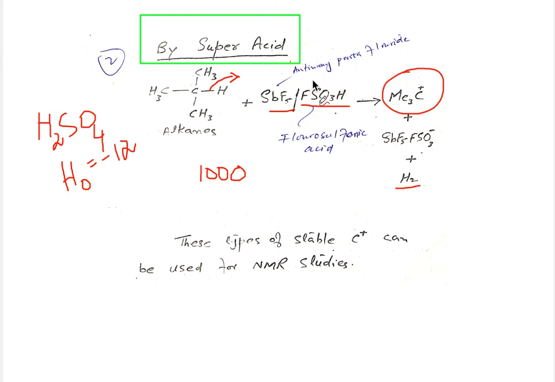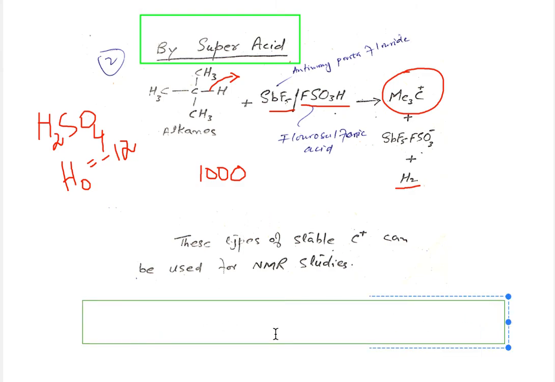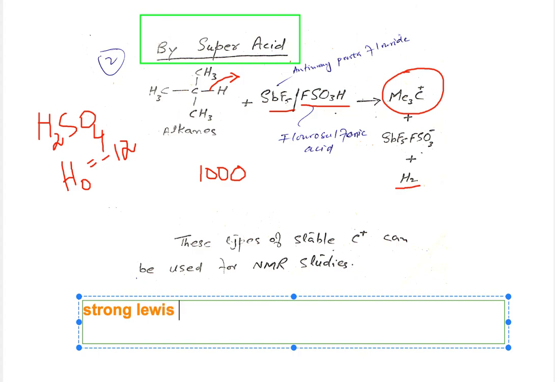As I mentioned here, because this could be a new concept for most of the students, a superacid can be produced through a combination of a strong Lewis acid and a strong Bronsted acid, which can lead to the formation of a strong superacid.